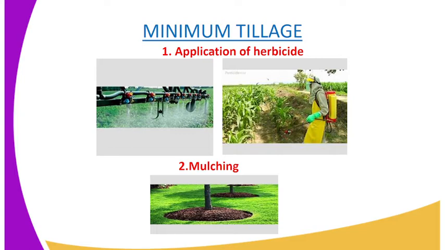And what is a mulch? A mulch refers to any material which is placed at the base of a plant with an aim of reducing the loss of moisture from the soil. Or in other words, we can say it is any material which is placed at the bottom of the plant with an aim of reducing the rate of evaporation.